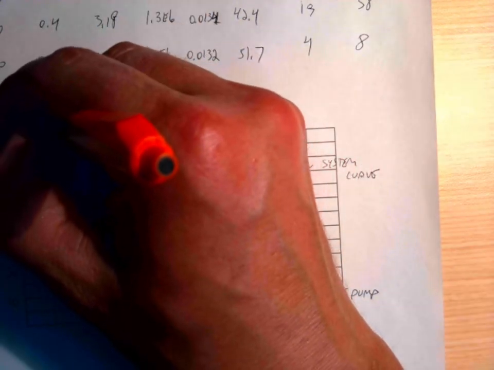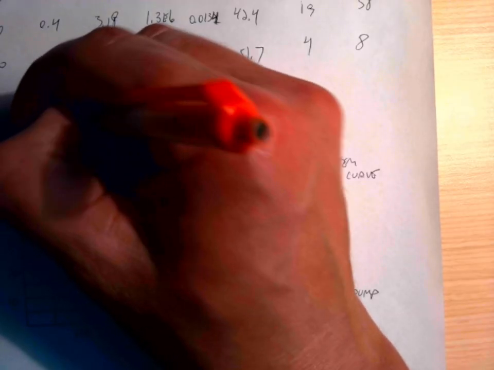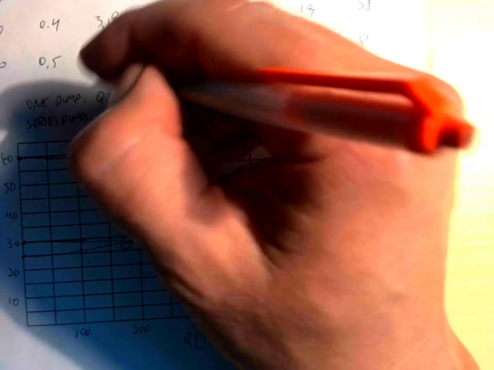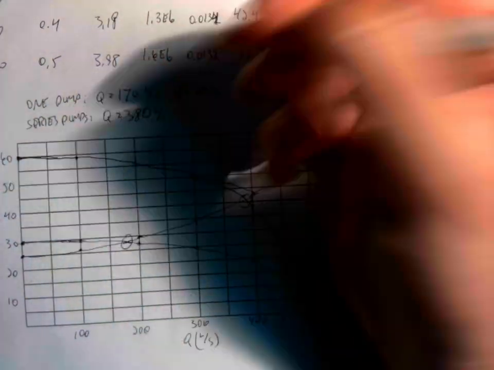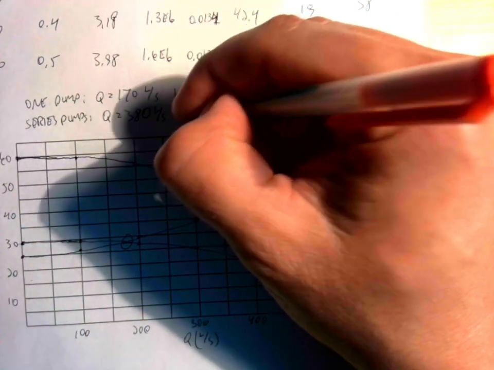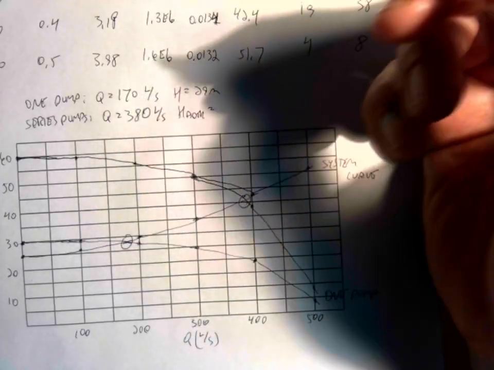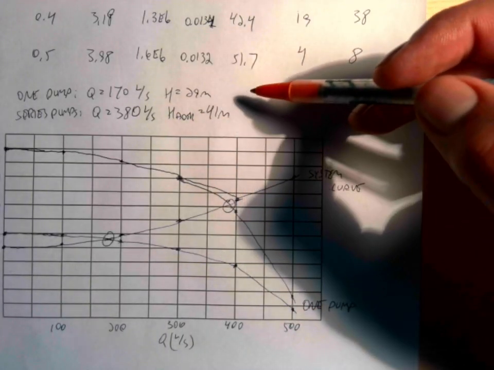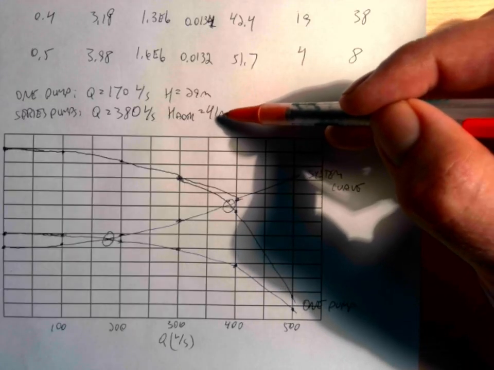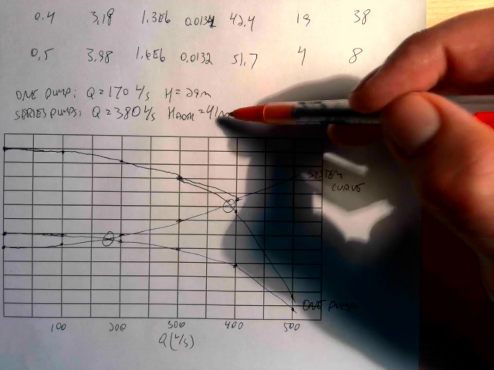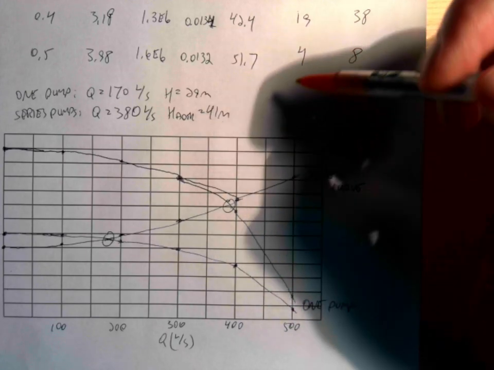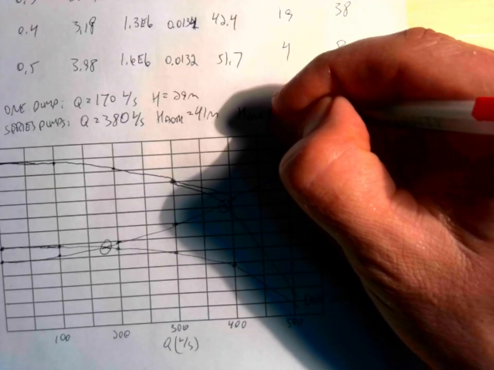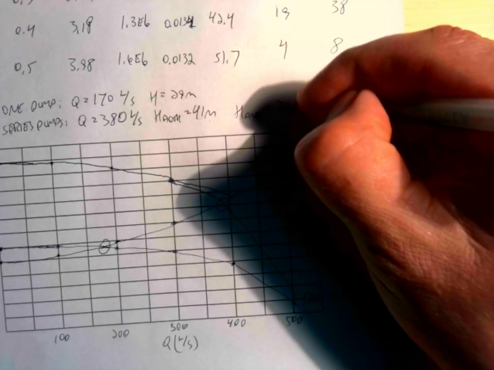So for series pumps, I get that Q is equal to about 380 liters per second, and then H for both is equal to 41 meters. If you want to think about the energy cost from this one, each pump is going to give you half of that, because there's 2 of them that combine to give you 40. And so H for 1, if they're in series, is going to be half of that, 20.5 meters.